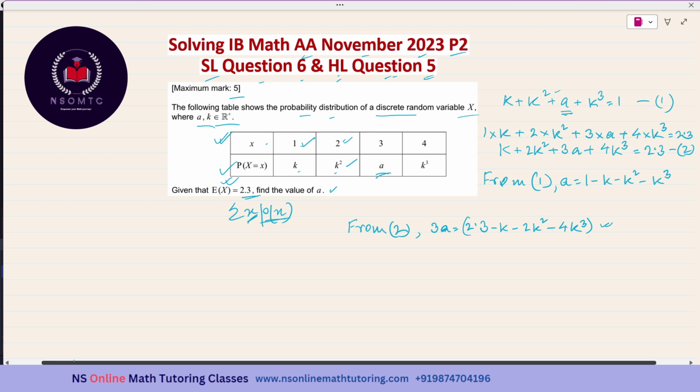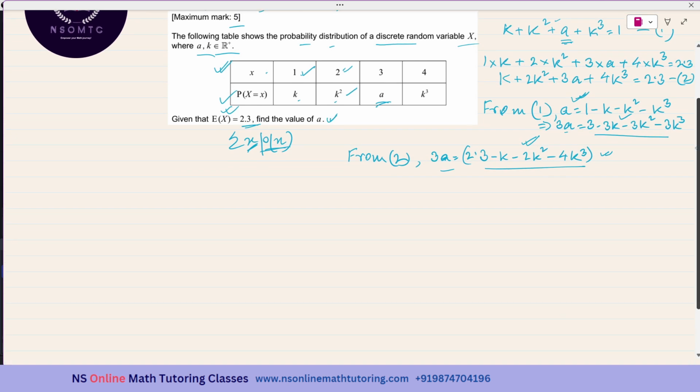Okay. But since I just want to avoid having any fraction, I'll be multiplying this first equation by 3 so that I get an expression for 3a instead of a. So I'm multiplying this entire equation by 3. So this is 3a equal to 3 minus 3k minus 3k square minus 3k cube. Okay, now 3a is equal to this part and 3 is also equal to this. So now I can equate these two to get the value of k. So I'm just equating the right hand sides of these two equations.